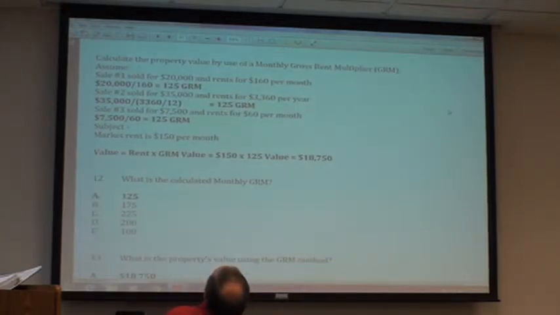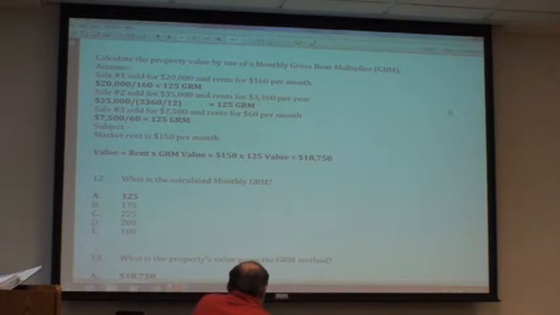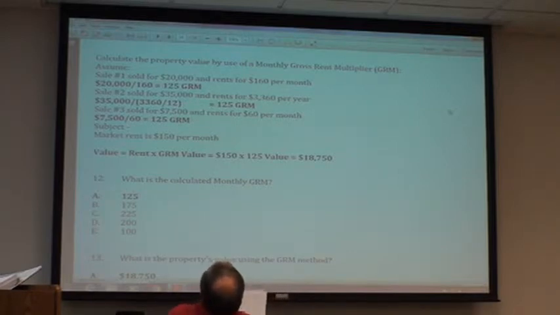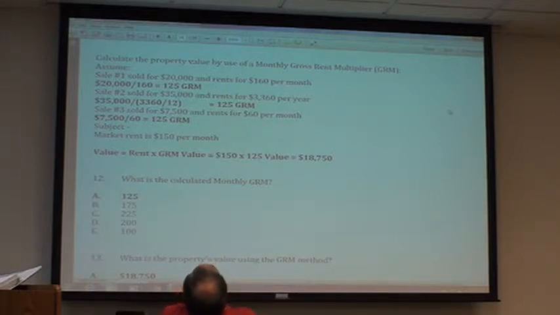Number 11, got some calculations here. Here's 11. You got 11 twice. It's 12, I guess this is 12, excuse me. This is 12. Calculate the property value by use of a monthly gross rent multiplier.